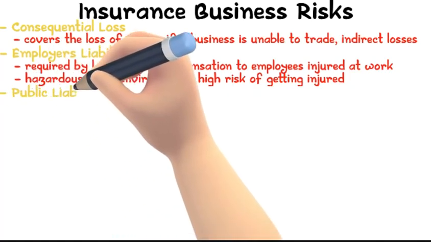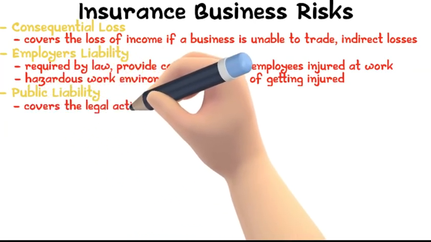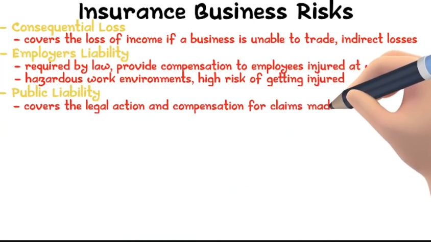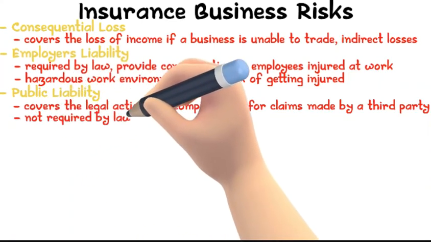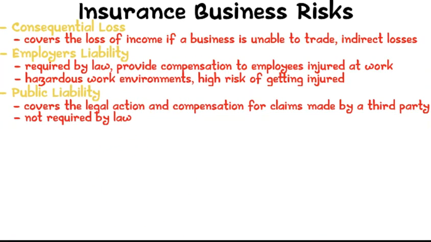Public liability covers the legal action and compensation for claims made by third parties against the business. This is because if the public get injured in a business premises, then they can make a claim to get compensation. Although this insurance is not required by law, it is quite important for businesses.